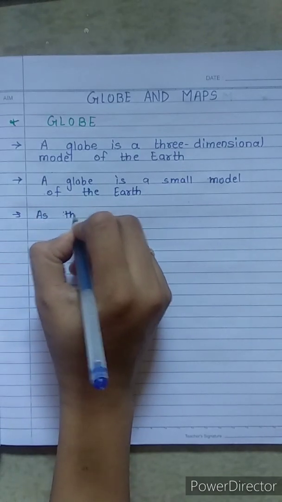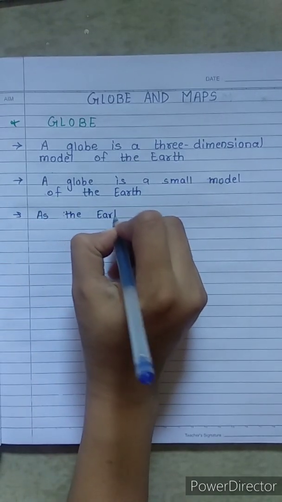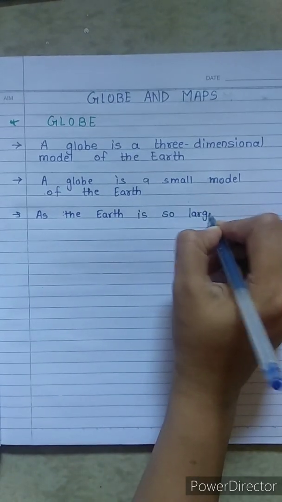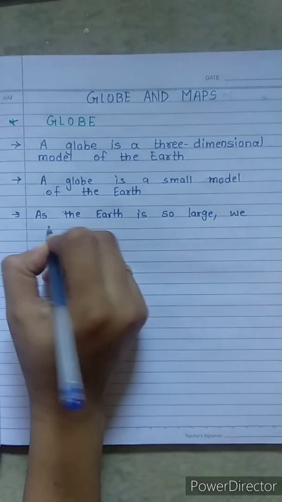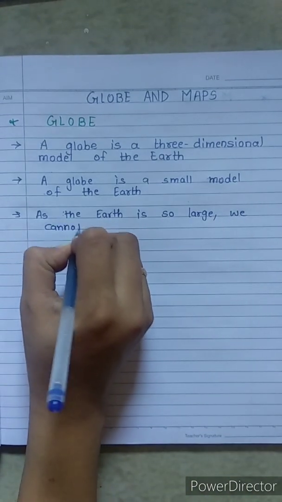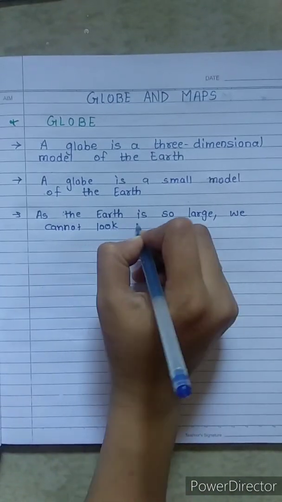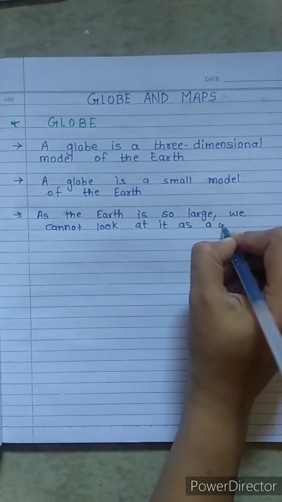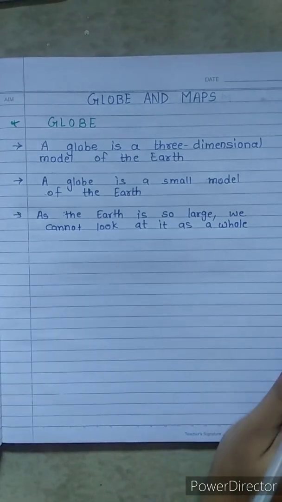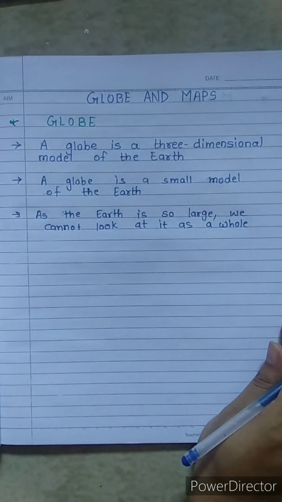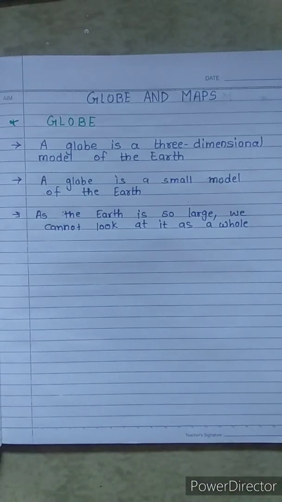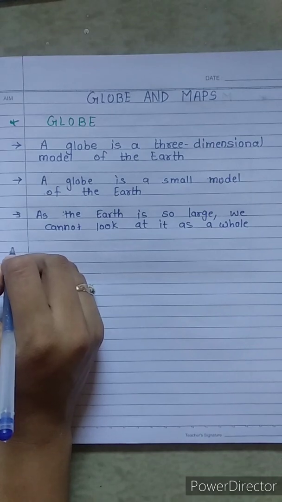As the earth is so large, we cannot look at it as a whole. It is so much large that we cannot look at it as a whole. We can see only one side of the part of the earth, and the other side is hidden. So we can see only one side of the earth. It is so much large.